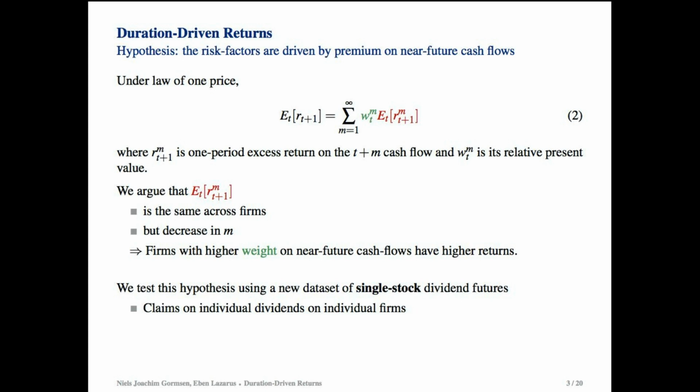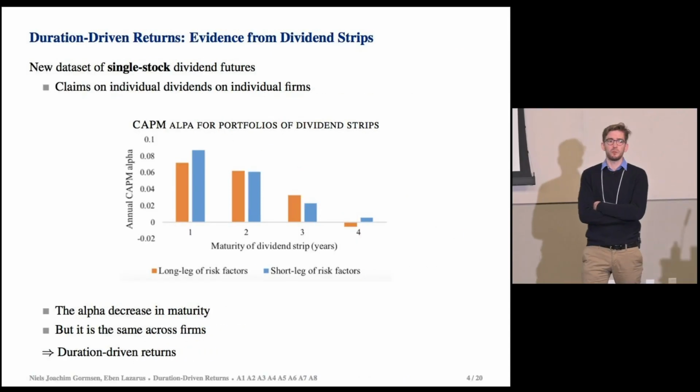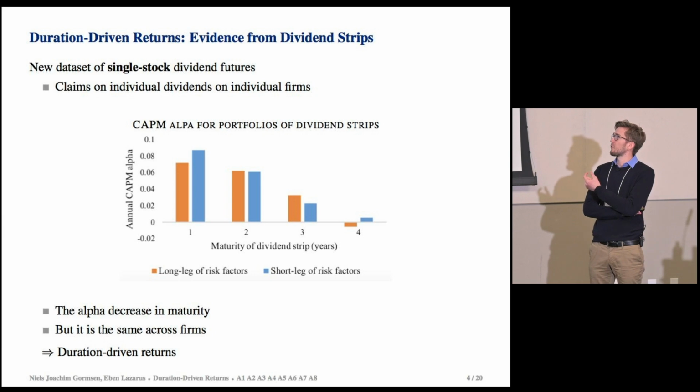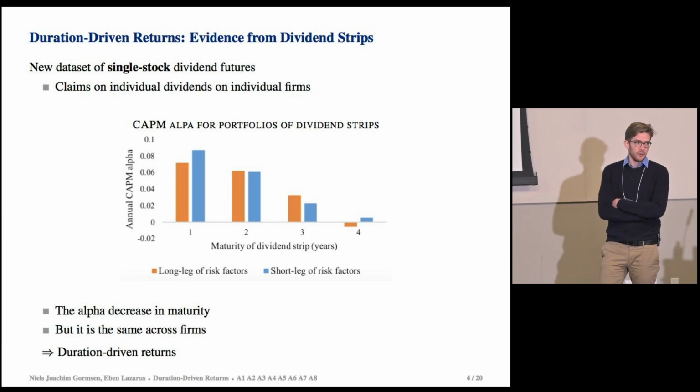Then we can use these dividends to study whether the returns on cash flows with a specific maturity are the same across firms, like we are arguing that they are. And basically what we do is we take the firms in the long leg of the risk factors and the firms in the short leg of the risk factors, just like we did before, and then we look at the CAPM alpha on the 1-year, 2-year, 3-year, and 4-year dividends to these firms, right?